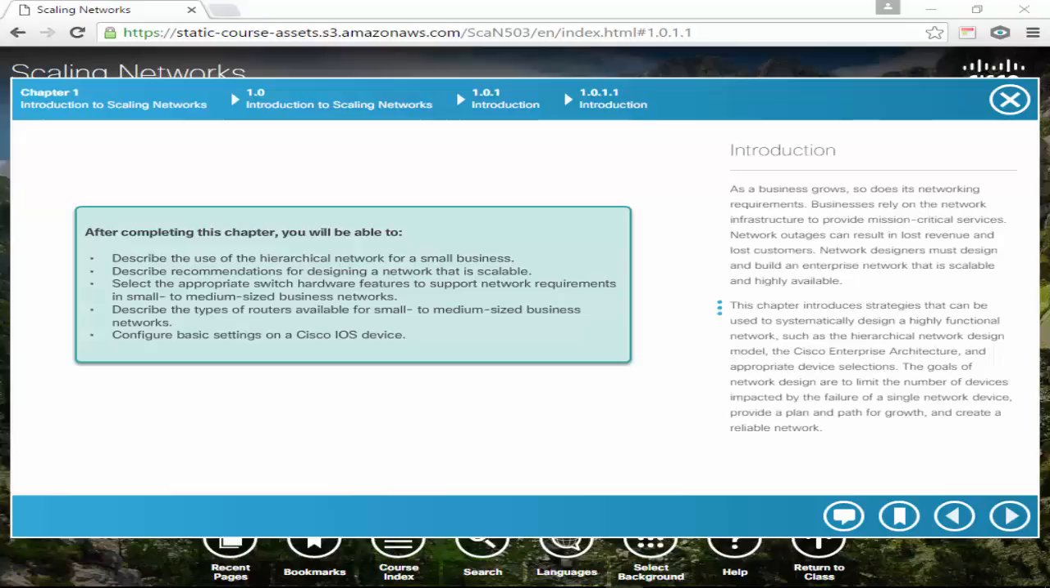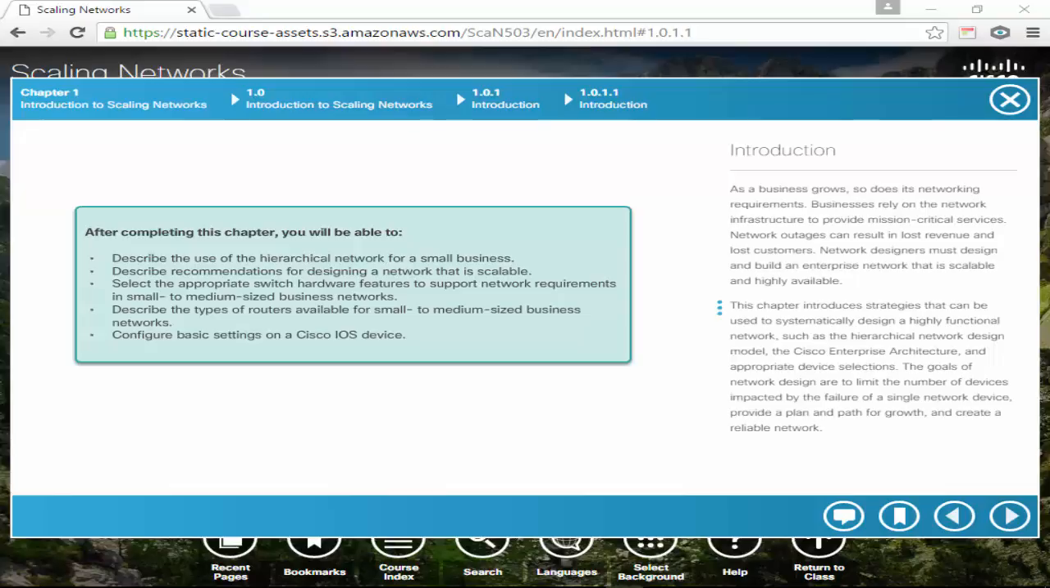Apparently we're going to describe the use of hierarchical networks for a small business, describe recommendations for designing a network that is scalable, select the appropriate switch and hardware, and describe the types of routers available for small to medium-sized businesses and configure basic settings on a Cisco device.